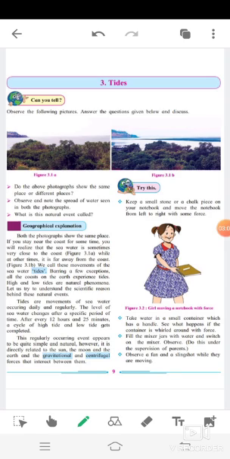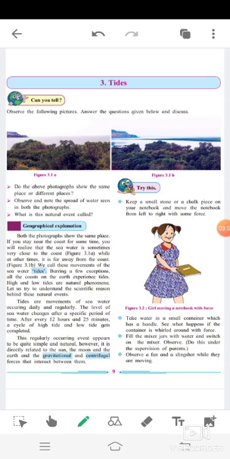Keep a small stone or a chalk piece on your notebook and move the notebook from left to right with some force. Take water in a small container which has a handle. See what happens if the container is whirled around with force. Fill the mixer jar with water and switch on the mixer. Observe. Do this under the supervision of parents.